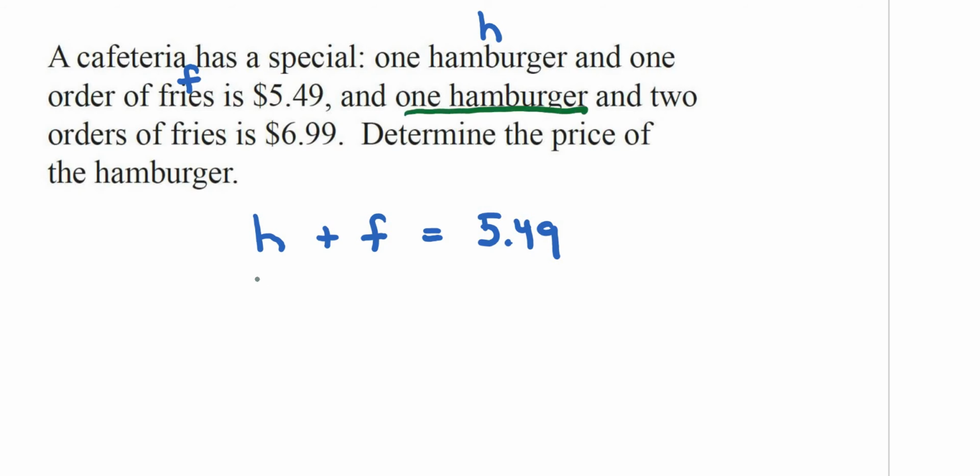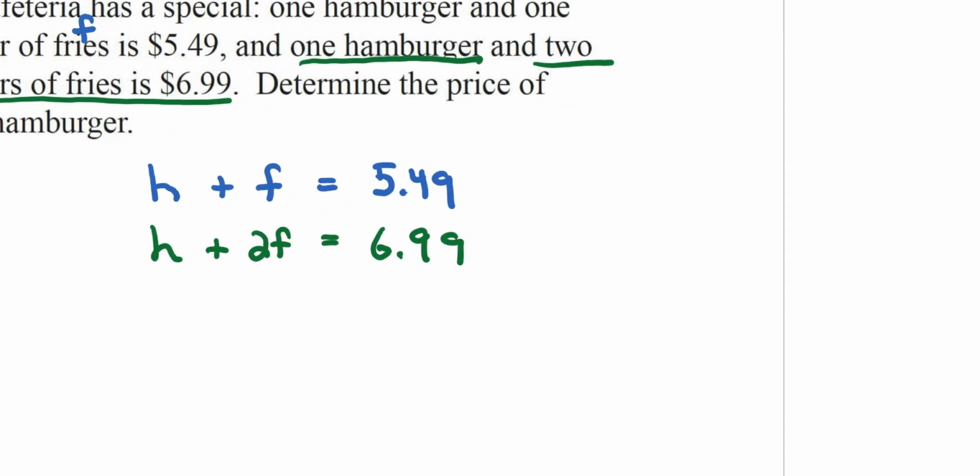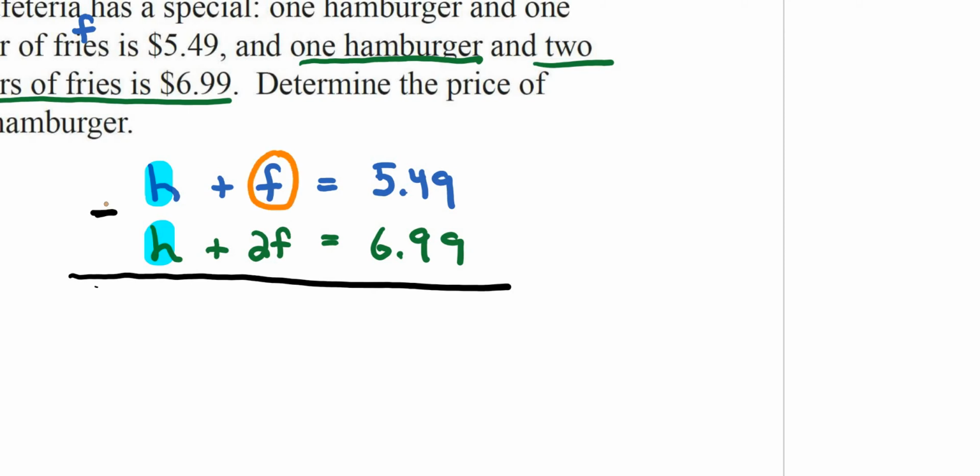And then 1 hamburger and 2 orders of fries, so that's going to be H plus 2F equals $6.99. From here, you would definitely use elimination. Since we have an H here and an H here, you're better off just subtracting, right? H minus H is 0. Now F minus 2F is going to be negative F.